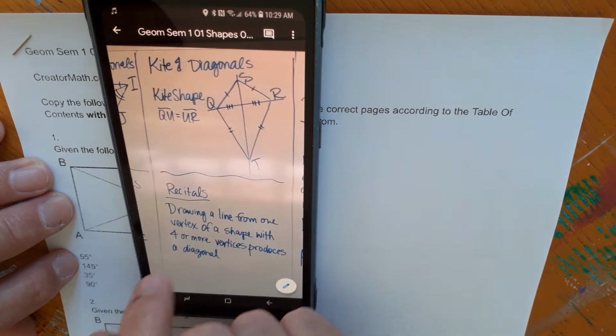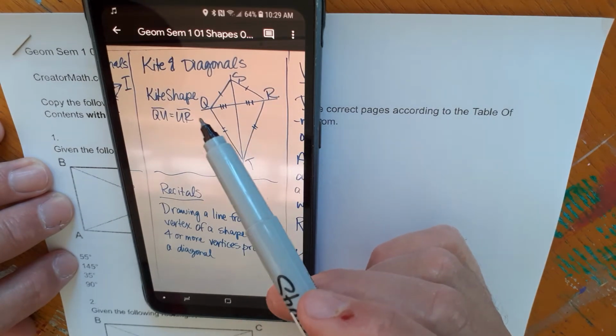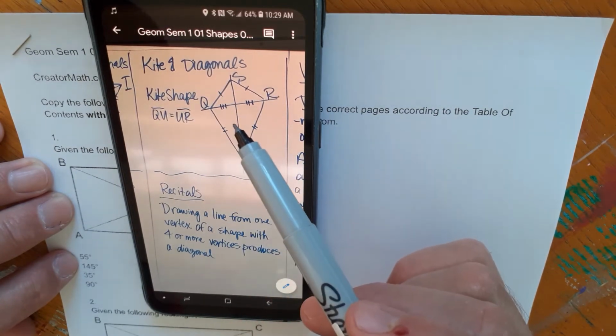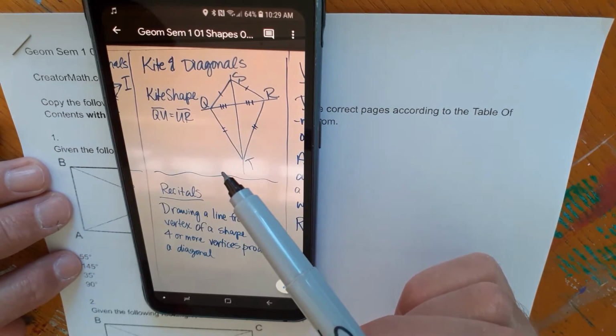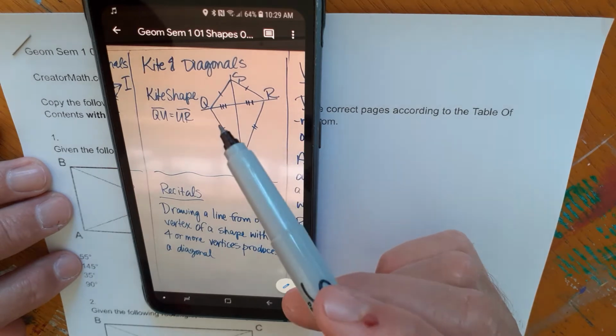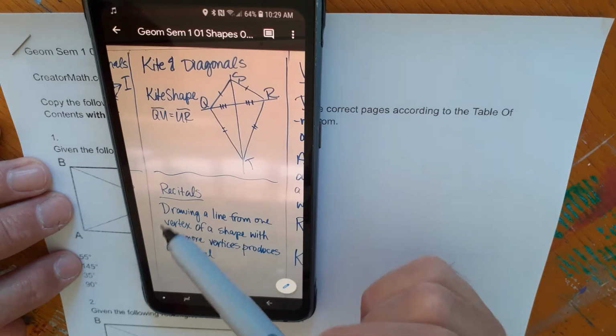Follow these instructions. A kite, K-I-T-E, is a shape. It looks like an old school kite that you'd fly in the air. Like, remember that picture of Ben Franklin flying the kite with the key on it, and he discovers electricity because the key attracts the lightning? That's the old school kite, right? It's got a tail on it.